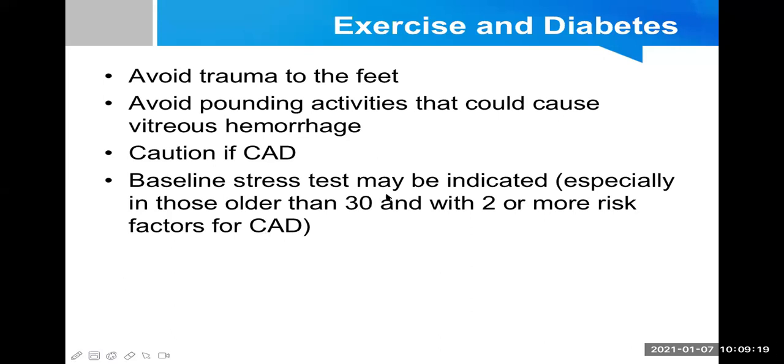Baseline stress test may be indicated, especially in those older than 30 and with two or more risk factors for coronary artery disease. That's what I'm talking about just now. This baseline stress test is called treadmill test. Attach the ECG lead to the patient and then ask the patient to do treadmill exercise right in front of you. If there is chest pain or ischemia of the heart, it would be recorded.